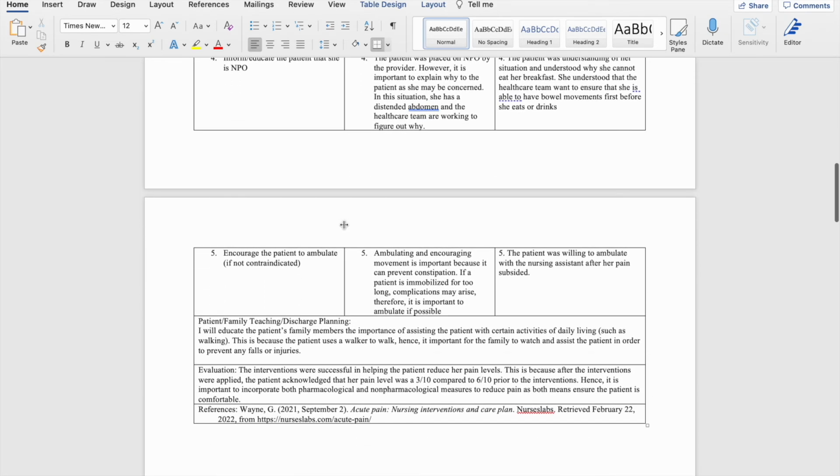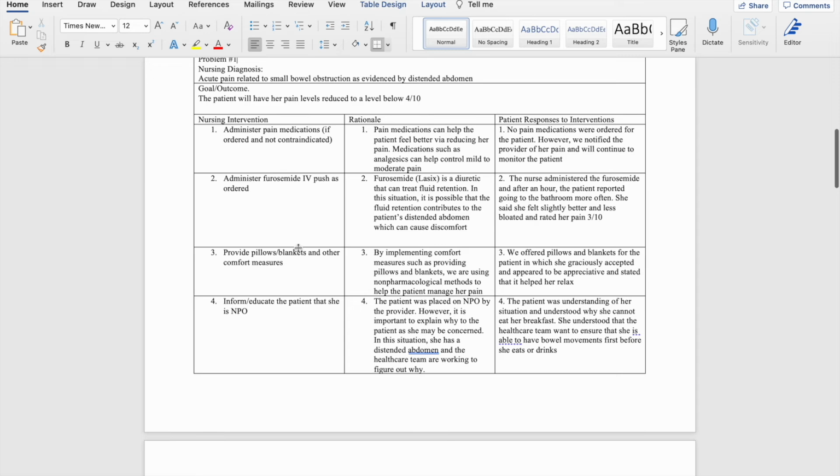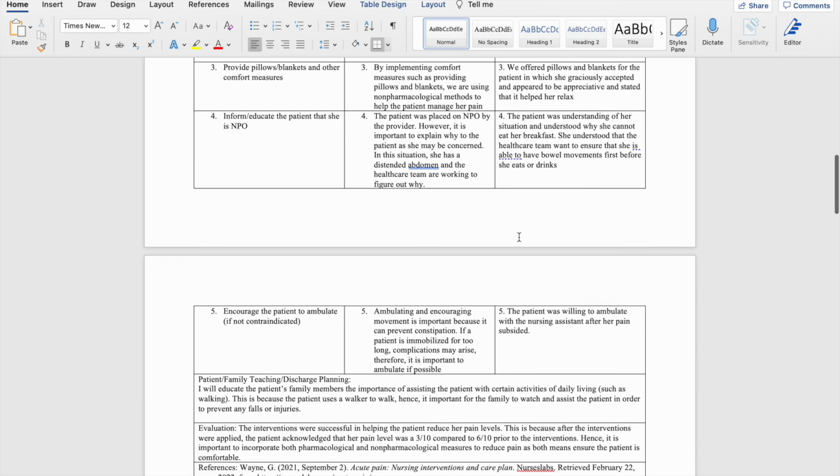Now, onto the patient family teaching. This part is somewhat different than what our nursing intervention rationale and patient response to the intervention is. Here, we describe how we plan to teach the patient and their family members upon discharge, because we want to ensure that they're able to care for themselves at home and that they have a plan on how they're going to care for themselves upon discharge.